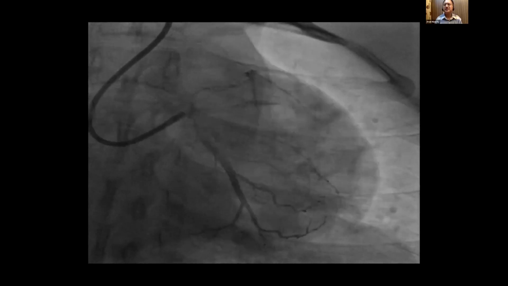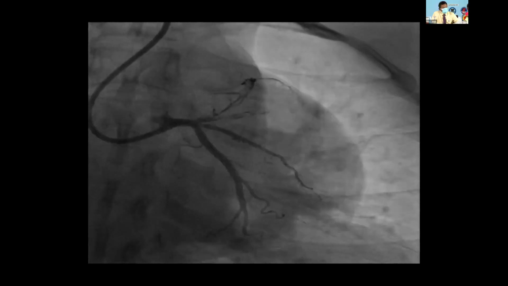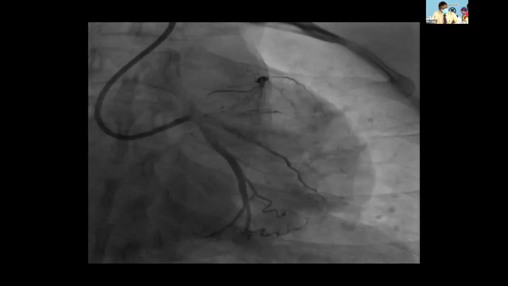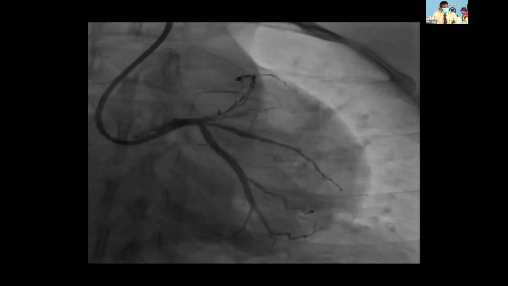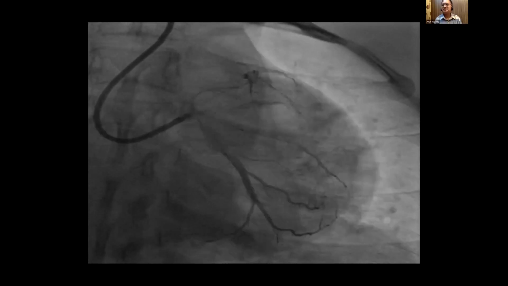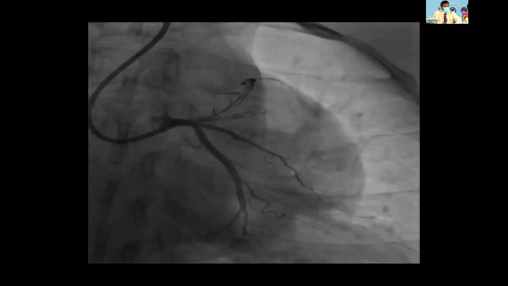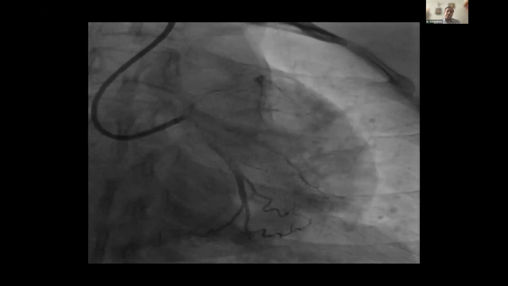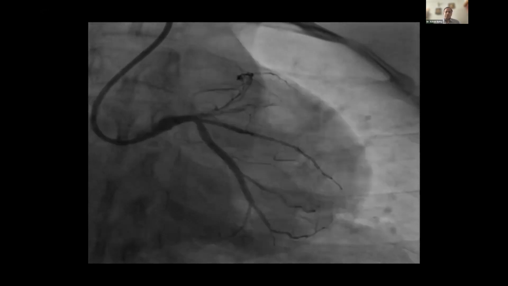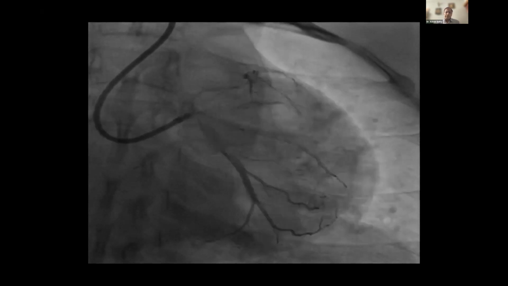If it is a non-ST elevation MI with spontaneous dissection giving rise to acute coronary syndrome, do you think that this spontaneous dissection will heal spontaneously? No, I'm coming to that point. I just want to know from the panel. This is our question. Sometimes there is thrombus as well as spontaneous dissection. So after thrombus resolution, the vessel will look better.